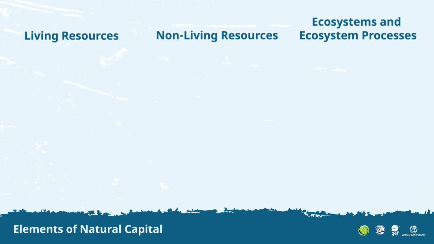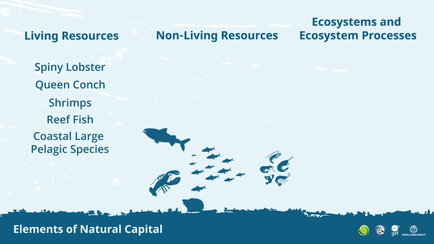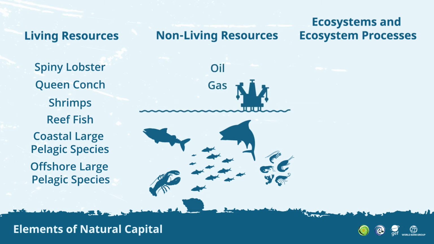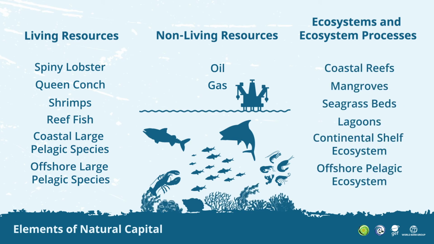Key elements in the OECS are living resources that become catch for the region's fishing fleets, such as the spiny lobster, the queen conch, shrimps, reef fish, coastal large pelagic species like king mackerel, and offshore large pelagic species like yellowfin tuna. Non-living resources, such as the significant reserves of oil and gas in waters under the jurisdiction of Venezuela, Colombia, and Trinidad and Tobago, and ecosystems and ecosystem processes, such as those described in Module 2, which make up the highest level of species diversity in the tropical Atlantic.